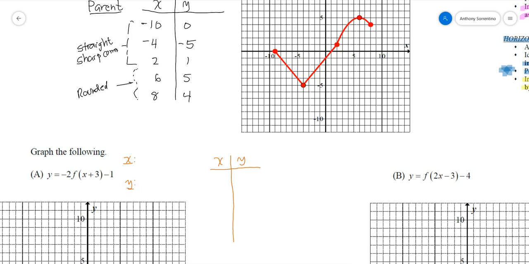Well, x's are affected by horizontal transformations, and I only have one of those. That occurs inside the parenthesis. I see a +3 in there. Now, knowing those rules we kind of reviewed before this, I know that adding 3 inside a parenthesis means that I should be subtracting 3 from my x's.